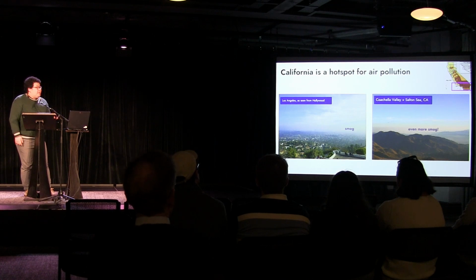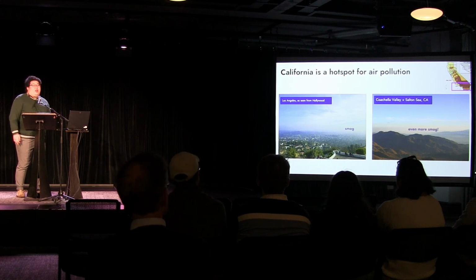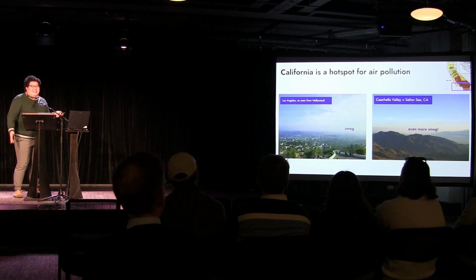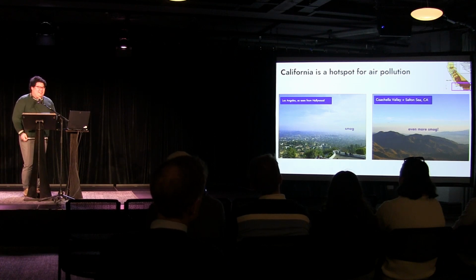And so here are some other pictures that I've taken during my time in Los Angeles. On the left, you see Los Angeles, best seen from Hollywood, so if you're kind of north of Los Angeles looking south. And then on the right, we have another picture of a different area, Coachella Valley and the Salton Sea, which is even more south of Los Angeles. And you see that lovely kind of yellow-brown haze that we love to see during those late afternoons.